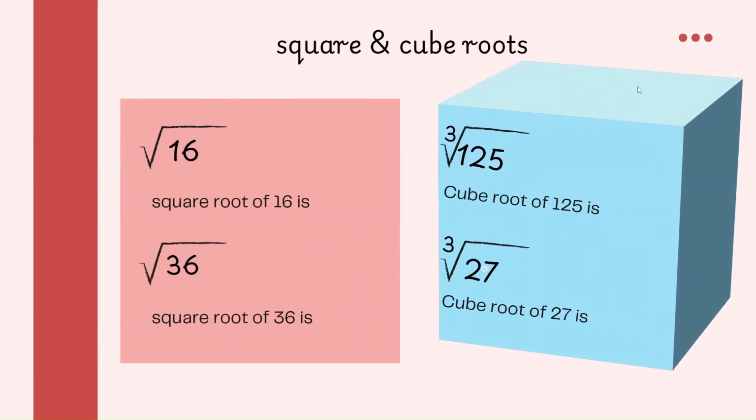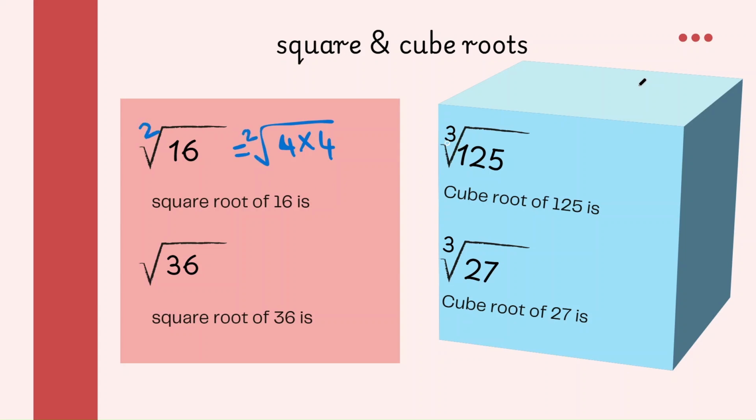Now we will see square and cube roots. Square root and cube root. This is the same as the reverse of squares and cubes. Here, what we have to do? This is square root of 4 into 4. See, 4 4s are 16. So nothing is given means there is a 2.